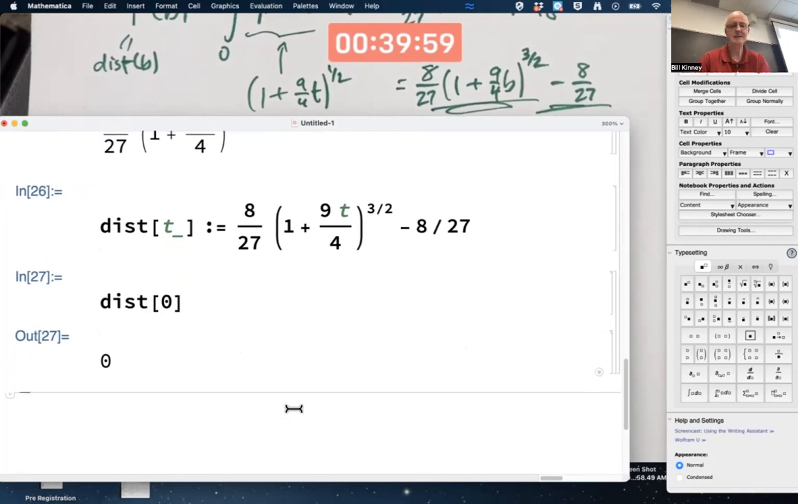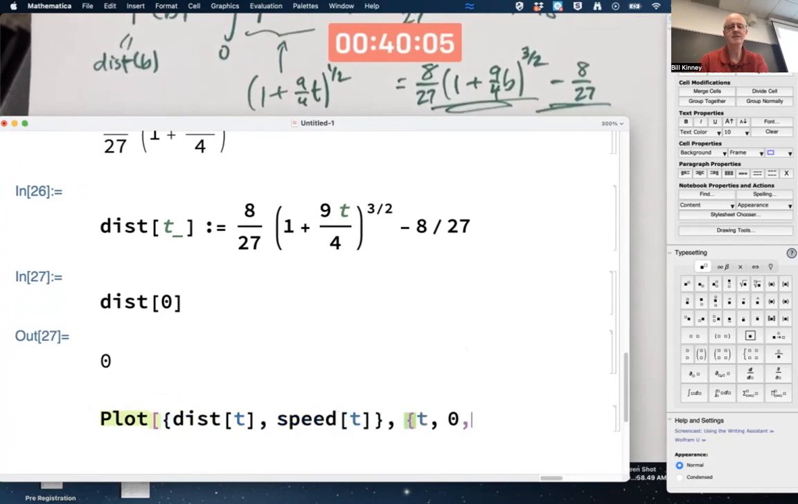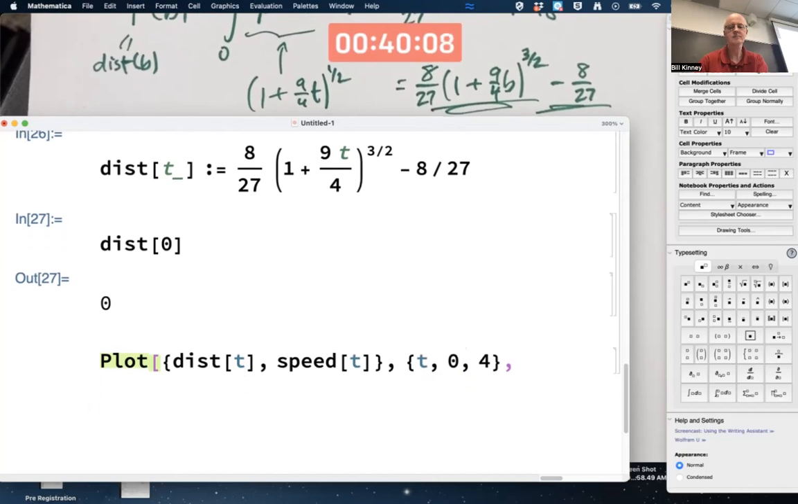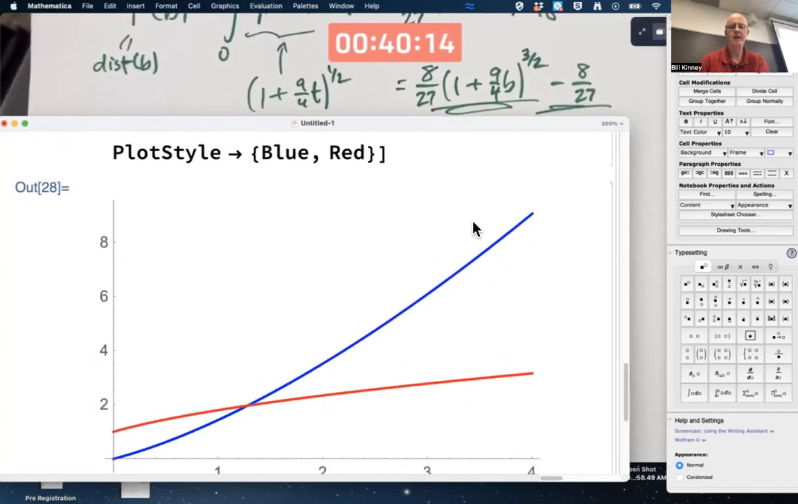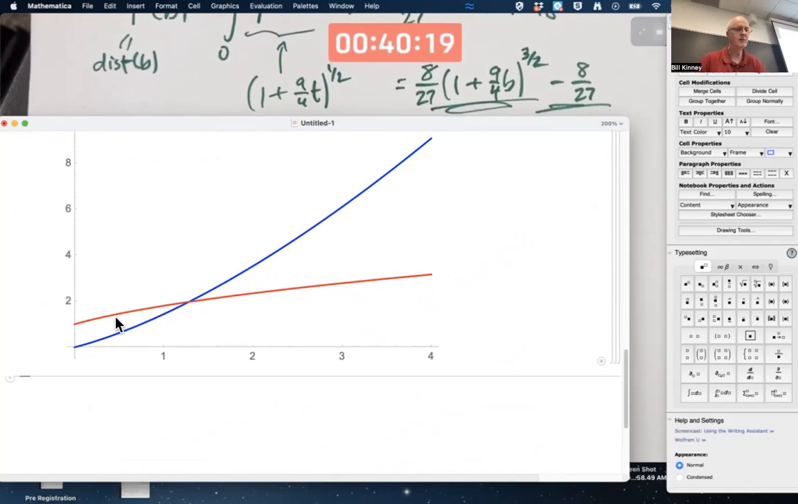Now I can plot both the distance traveled and the speed as functions of t. I'll make the distance traveled blue and the speed red. And there they are. The red graph, that was the one I drew by hand, the square root of 1 plus 9 t to the fourth. That's the speed. The blue one is the distance traveled. It's the integral of the red. The red one is the derivative of the blue.